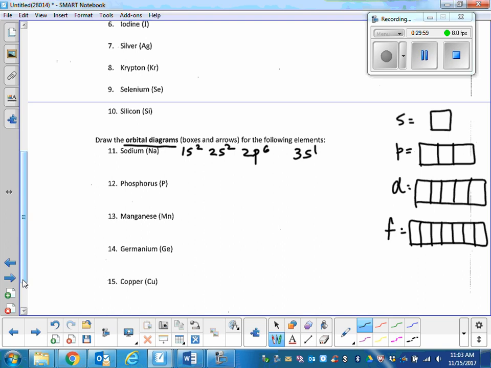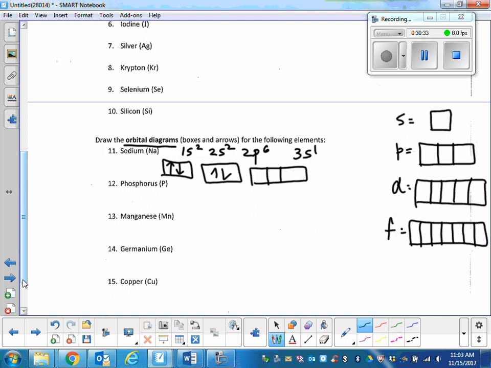Okay? So I'm going to draw the boxes and arrow diagram for this. This is my 1s, and I draw an up arrow and a down arrow. What does the up arrow mean? Clockwise spinning. What does the down arrow mean? The counterclockwise spinning. It's again the 2s. So again I draw how many boxes? Only one. And how many electrons are there? 2. And then how many boxes do I draw for 2p?